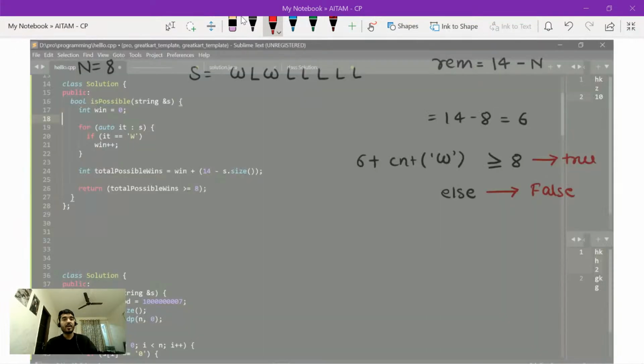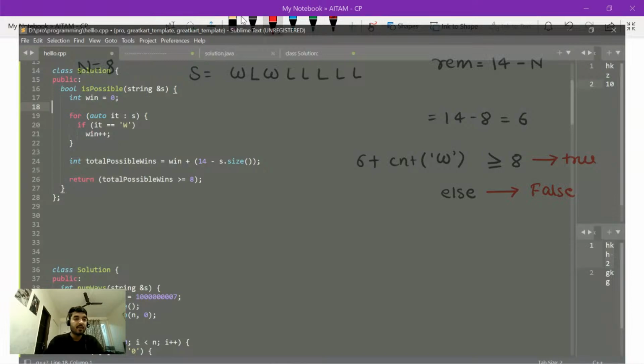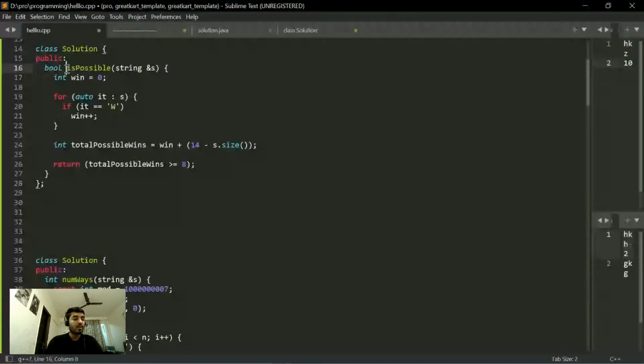Let me show you the implementation. Here we have our implementation. This is the method isPossible that you have to complete. Just iterate over the given string of length n and count the number of character W, the number of wins. Then the total possible wins is the count of W plus 14 minus n. If this value is greater than or equal to 8, then return true, otherwise false. So this is the complete solution. Is it clear to everyone? The time complexity is linear, and the space complexity is constant.